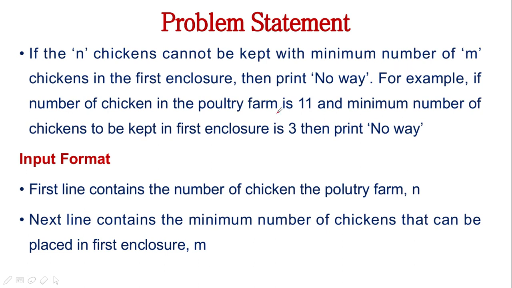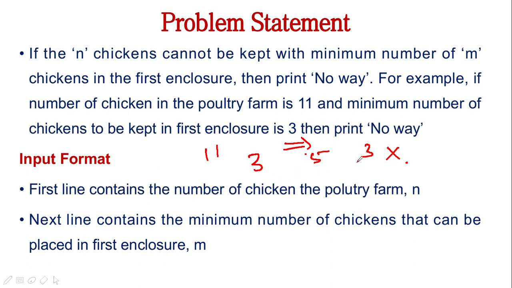For example, if there are 11 chickens in total, and the minimum number of chickens to be kept in the first enclosure is 3, in that case 3, 5 will come, and the third enclosure can only have the leftover 3. This is not possible, right? Okay, that is what is mentioned in the problem.